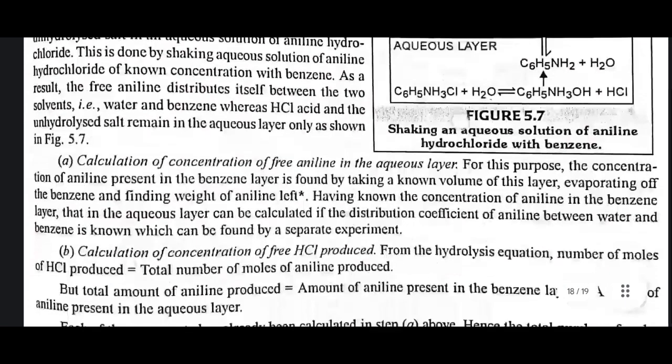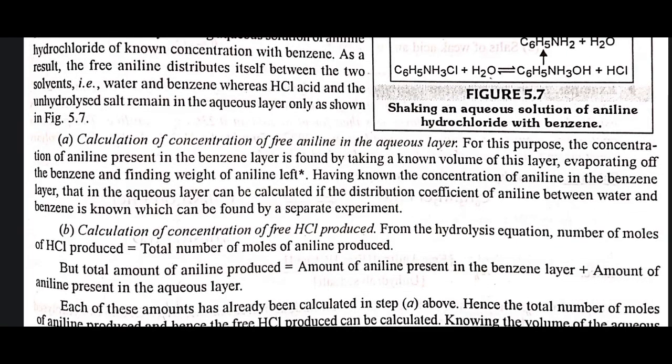A. Calculation of concentration of free aniline in the aqueous layer. For this purpose, the concentration of aniline present in the benzene layer is found by taking a known volume of this layer, evaporating off the benzene, and finding the weight of aniline left. Having known the concentration of aniline in the benzene layer, that in the aqueous layer can be calculated if the distribution coefficient of aniline between water and benzene is known, which can be found by a separate experiment.